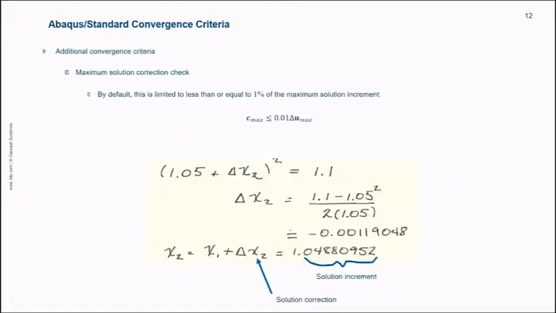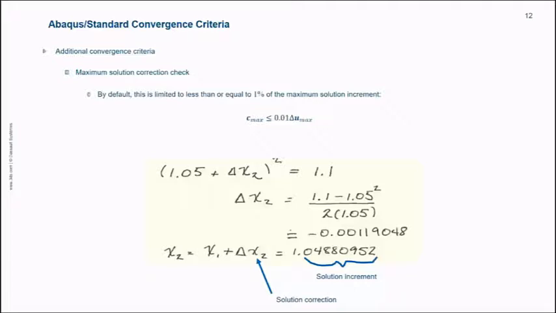All right, and then we have another check. Abaqus checks the corrections themselves, and the idea is that the corrections should get smaller and smaller, which is what you would expect if you're approaching some state. So the corrections need to be getting smaller and smaller. In our example, this is indeed what was happening. We went from 0.05 to 0.0011948, and so it's getting smaller and smaller.